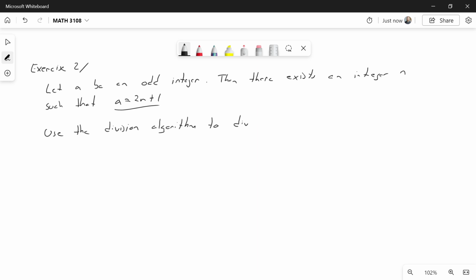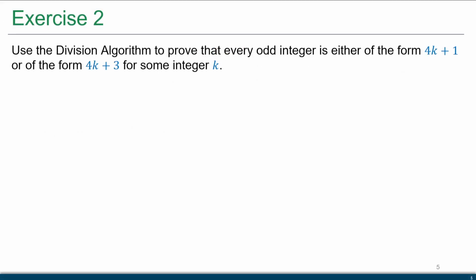To divide a by, well, what do we want to divide it by? If I look at the question, going back to my slides here, I have things in the form 4k plus 3 and 4k plus 1. Now we know we can decompose things using the division algorithm as something times something plus a remainder. So the plus 1 and plus 3, those are our remainders. And these 4s are in common in both. So I'm going to divide by 4. I'm going to divide a by 4.